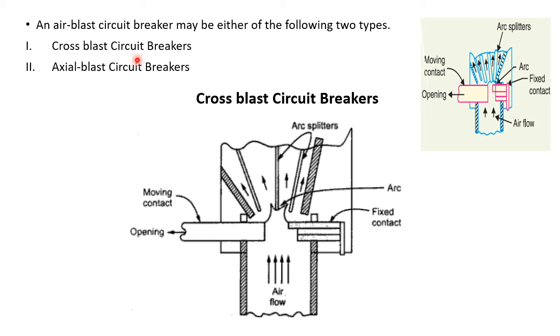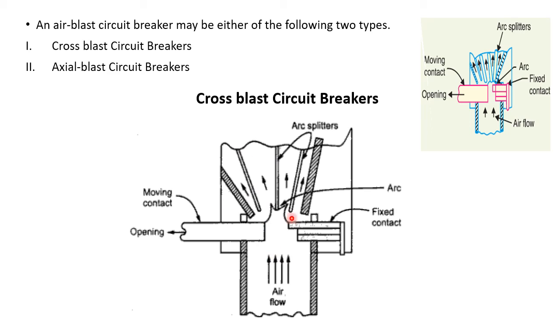Now, the air blast circuit breaker may be of the following two types. One is the cross blast circuit breaker, and the second one is the axial blast circuit breaker. Here we can see there are two contacts, the fixed contact and the moving contact. There is an air flow between these two, an arc is struck, and there are some splitters which act as a chute. In this type of circuit breaker, the air is blasted at a right angle, perpendicular to the arc. So the cross blast lengthens and forces the arc into a suitable chute for arc extinction.